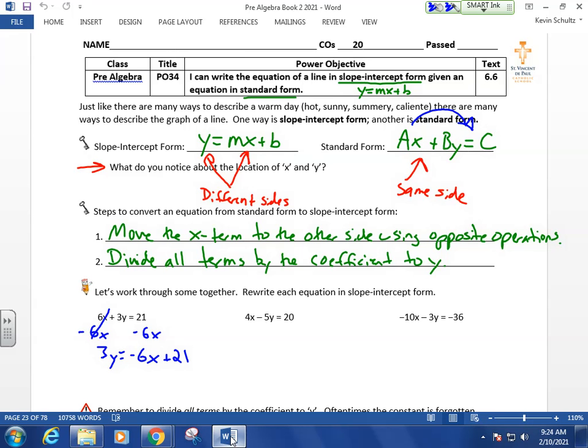Why can't I combine those to get 15x, 21 minus 6x? Why is that not 15x? I mean, 21 minus 6 is 15, so why isn't 21 minus 6x 15x?